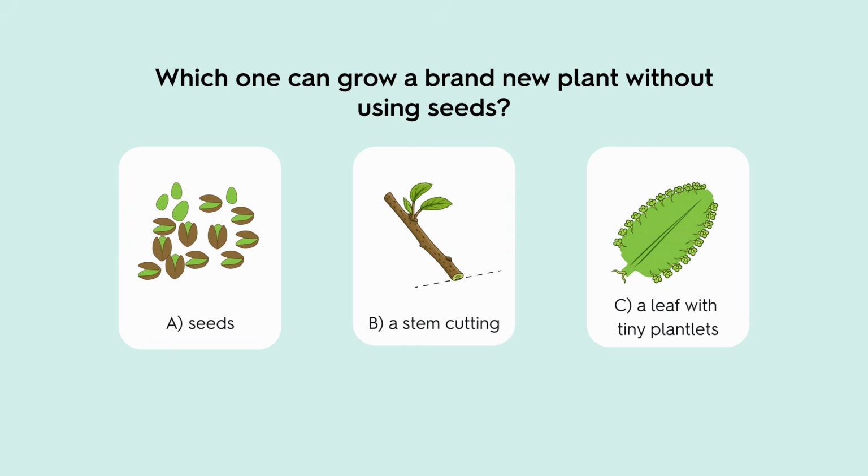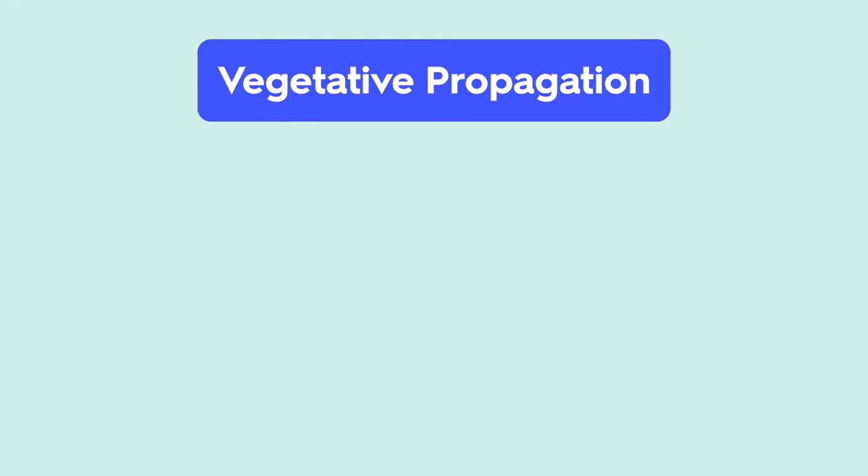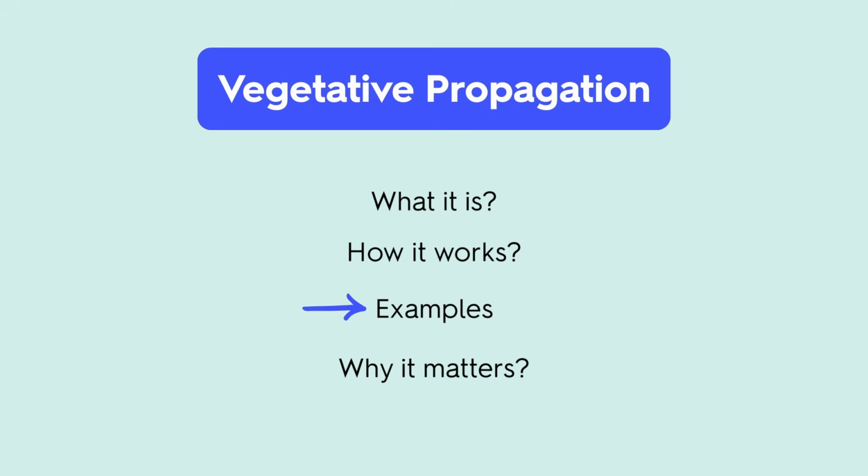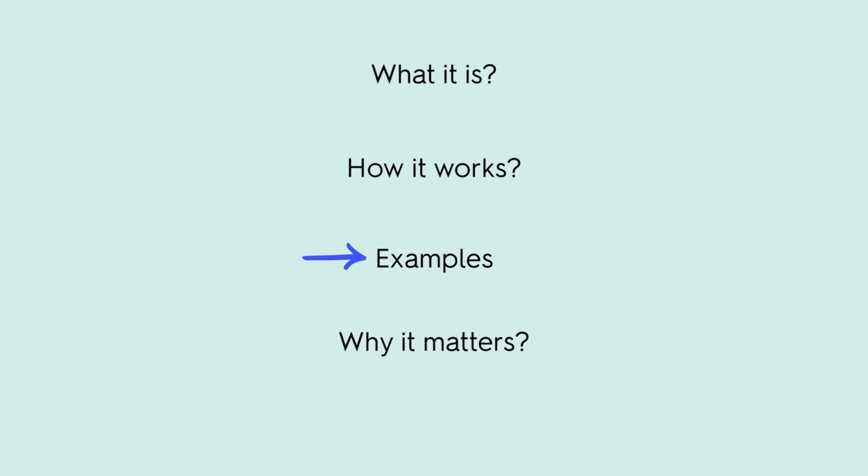But first, let's understand the concept that makes this possible. In this video, you learn what vegetative propagation is, see a few common examples, and understand why gardeners and farmers use it.